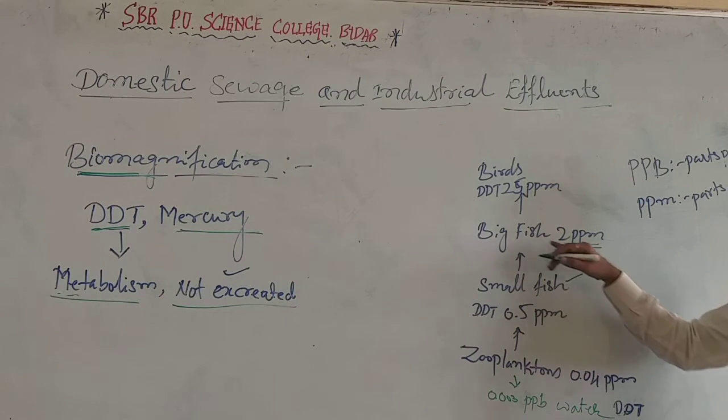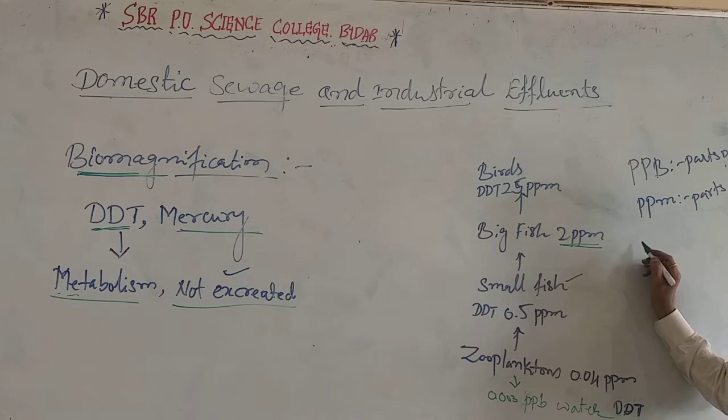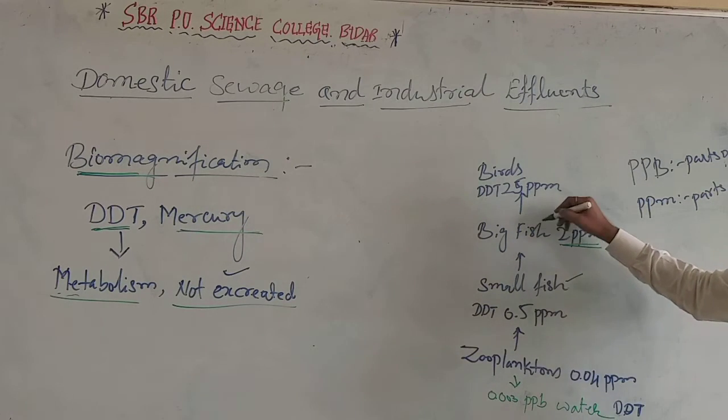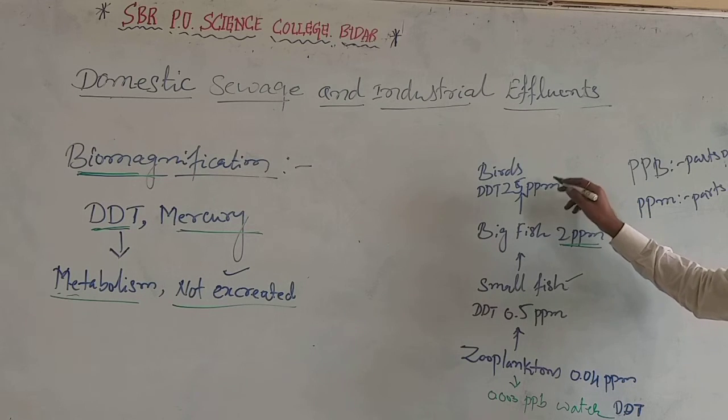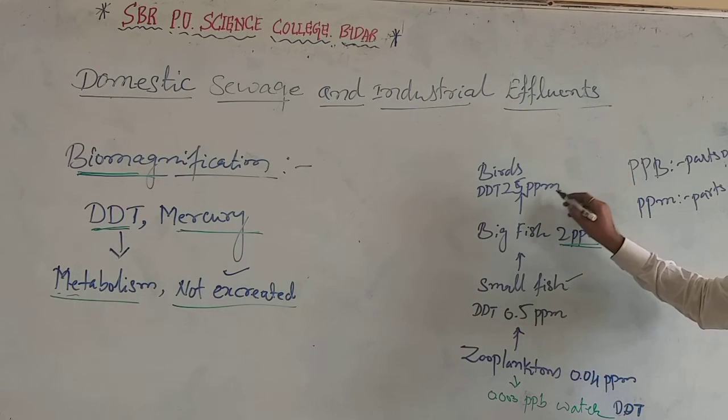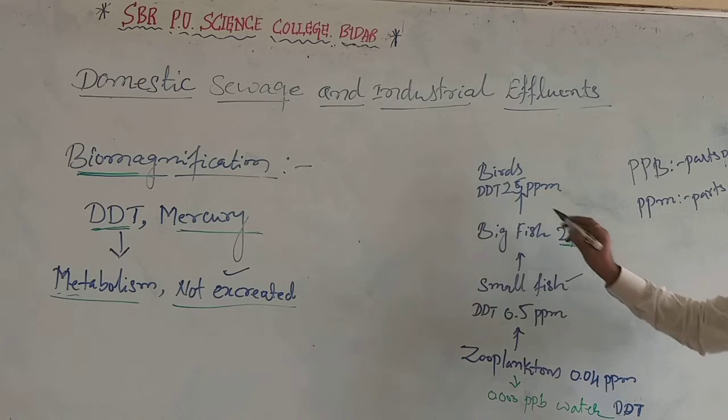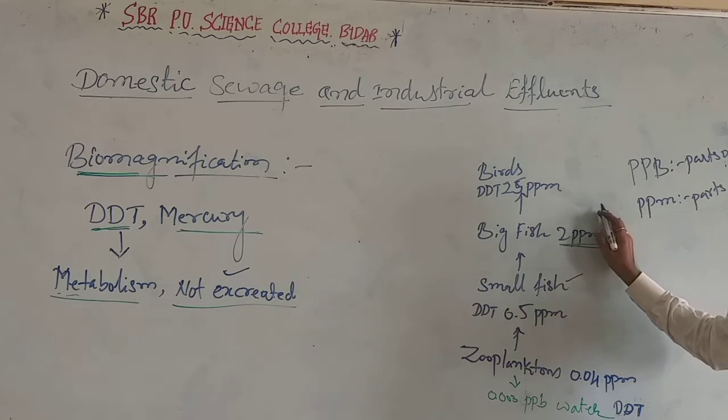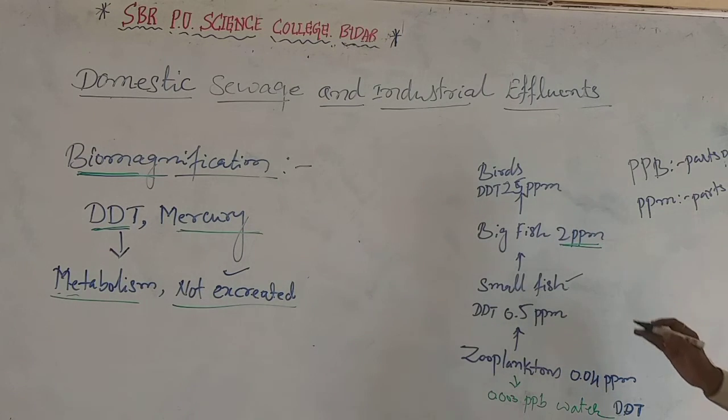Small fish are eaten by big fish, so it is 2 parts per million of that DDT. These big fishes are eaten by birds. So now 25 ppm of DDT has entered into the birds. Now you will see what adverse effect is produced in birds.